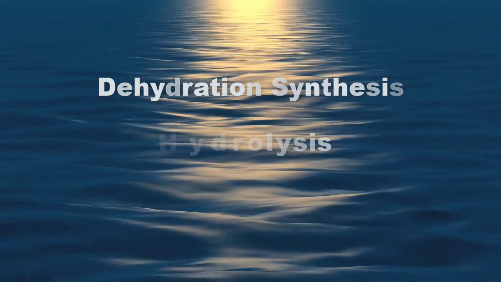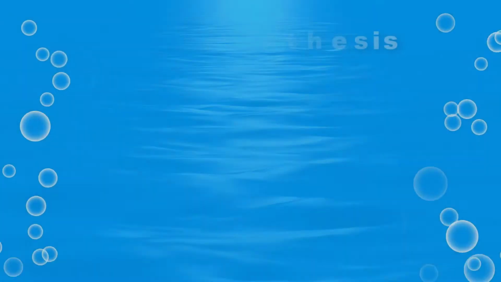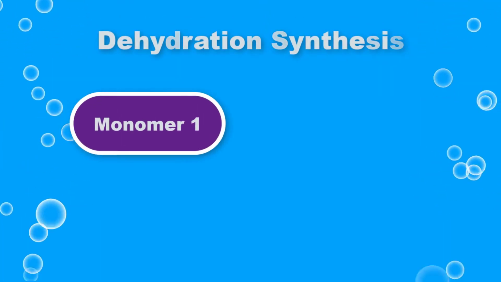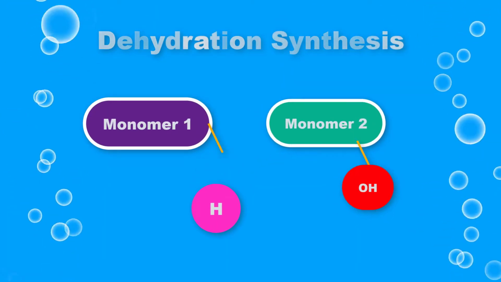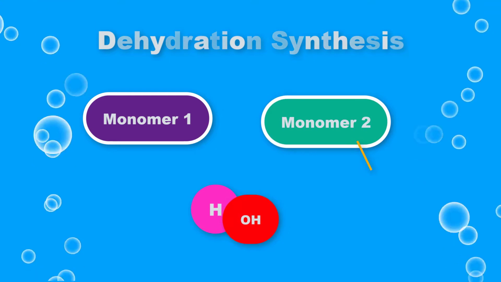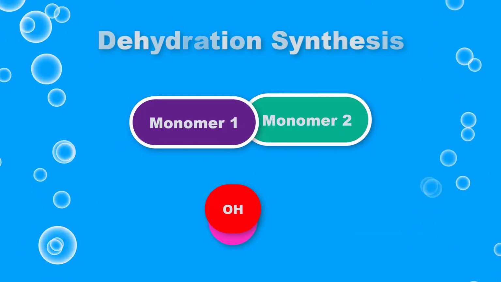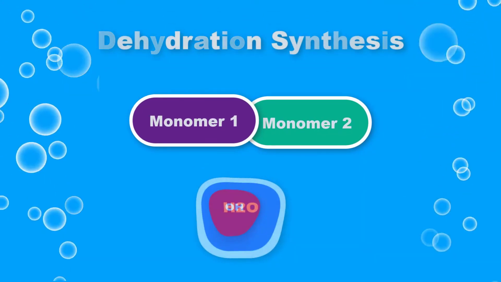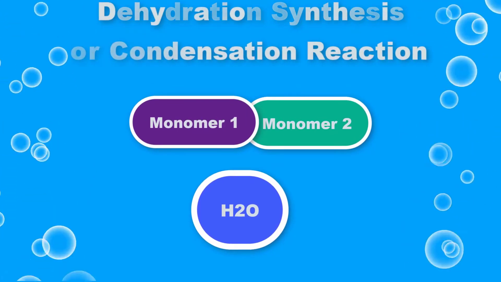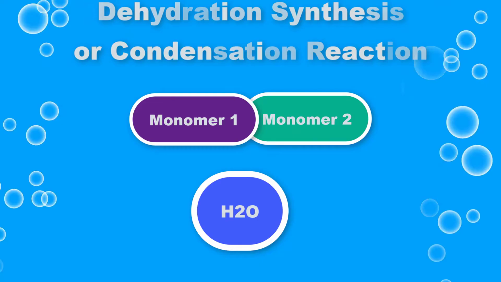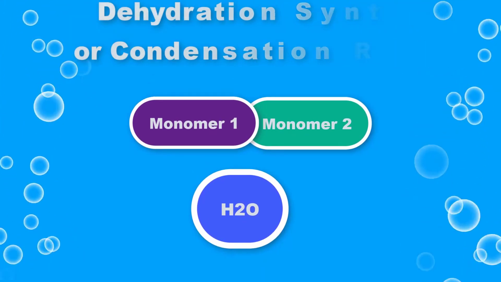These are dehydration synthesis and hydrolysis. In dehydration synthesis, one reactant gives up an atom of hydrogen, and another reactant gives up a hydroxyl group in the synthesis of the new product. A molecule of water is released as a byproduct. This type of reaction is sometimes referred to as a condensation reaction.